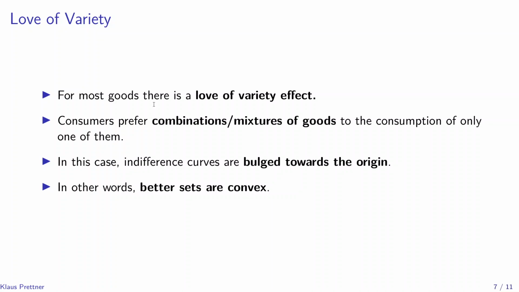Now here this is described verbally, so for most of the goods that we have, except for the perfect substitutes, there is a love of variety effect. So the consumers prefer the combinations or mixtures of goods to the extremes of consuming only one of them. And in this case, indifference curves are bulged towards the origin, or in mathematical terms, that means that preferences are convex, such that a better set is a convex set.